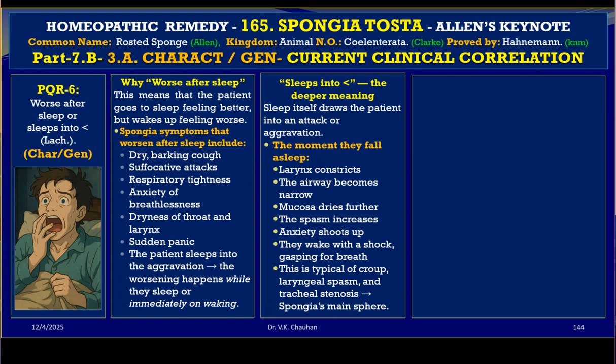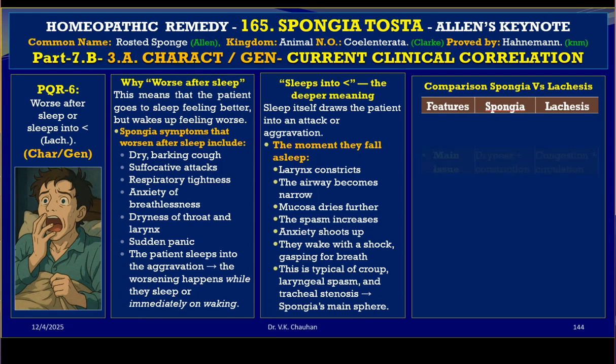This is typical of croup, laryngeal spasm, and tracheal stenosis. Sometimes, whenever you are upright, probably this pressure is not much because of an enlarged thyroid gland. But if you sleep, probably it falls back on the thyroid gland and there can be a pressure effect. So Spongia's main sphere is here in the larynx. So we have to compare here Lachesis and Spongia. The features of Spongia and Lachesis you will find as under.